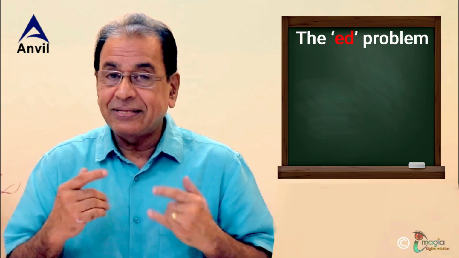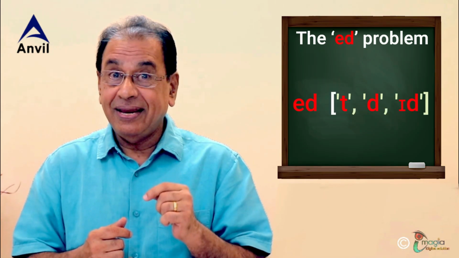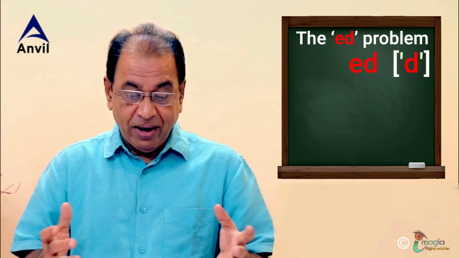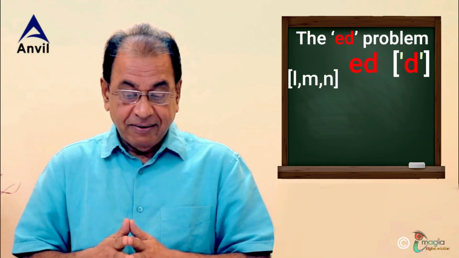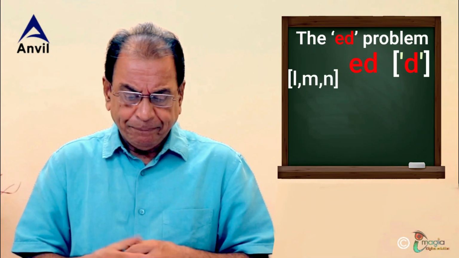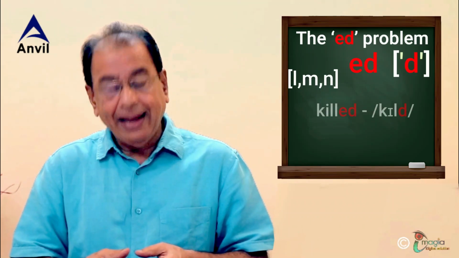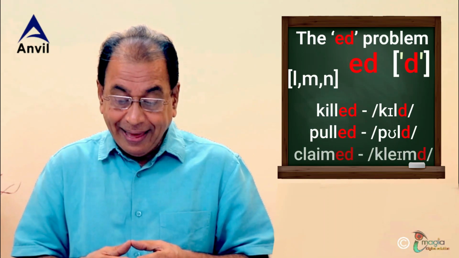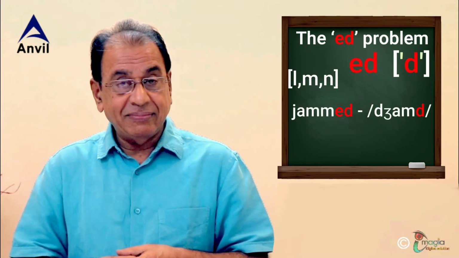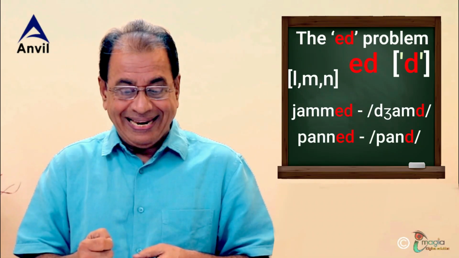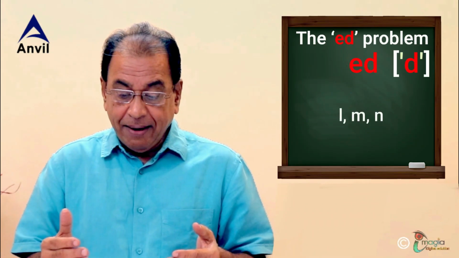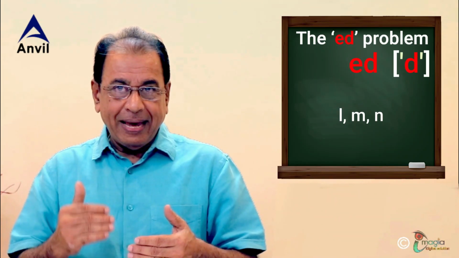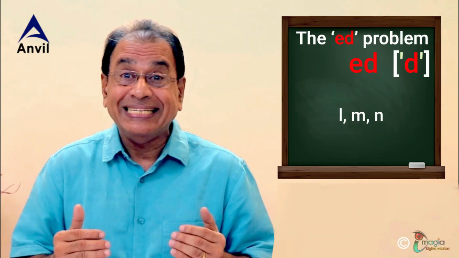ED can be pronounced in three different ways. Id and T. And the third one is D. Let's take a look at where these words are pronounced D. For example, normally killed, okay, pulled, claimed, jammed, panned, etc. So these words, those words that end in L, M, N can be pronounced as D.